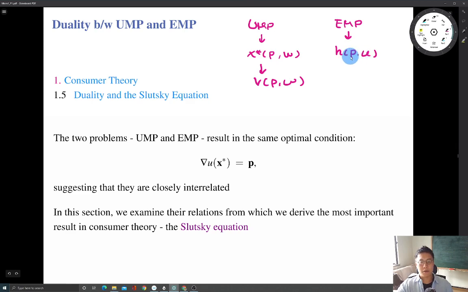And substituting this Hicksian demand into the expression of expenditure, we obtain the expenditure function. So this function tells us what is the minimum expenditure necessary for attaining a certain level of utility given price vector P. So Hicksian demand and expenditure function depend on these two parameters.